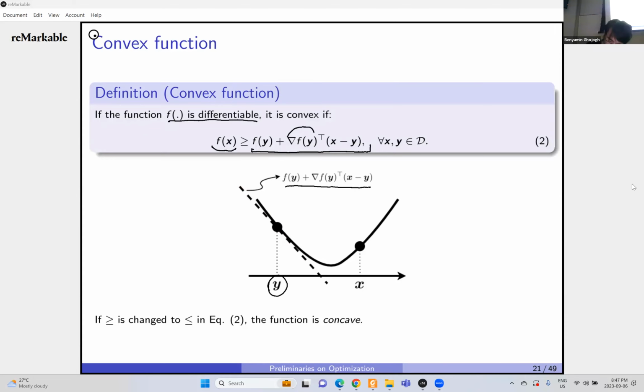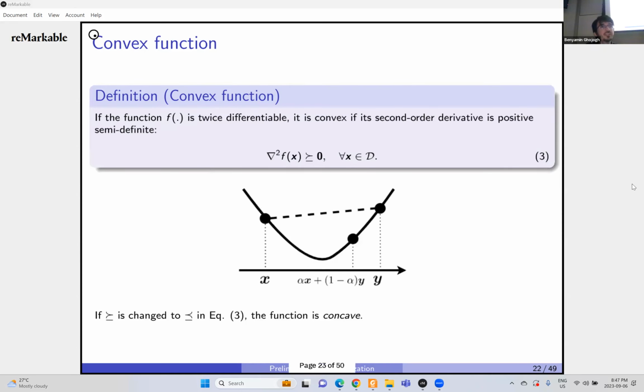Why is it like that? Because we know that the derivative is the slope of the tangent. f of x here should be above this line. Here it's above it. If it's not above, then it's not convex. With either of these definitions, you can find out whether a function is convex or not.